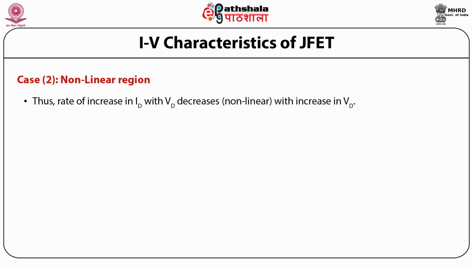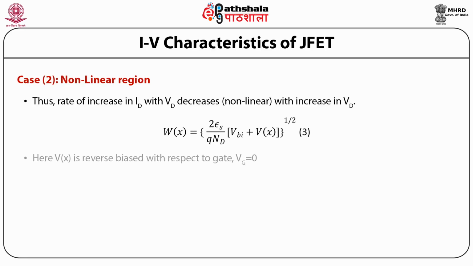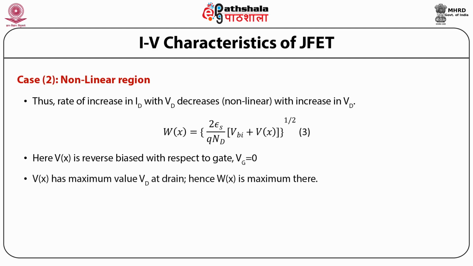So if Vx is the voltage at a distance x from the source, the depletion region width Wx becomes W equal to (2 epsilon s by q Nd multiplied by (Vbi plus Vx)) to the power 1 by 2. Here Vx is reverse biased with respect to the gate, Vg equal to 0. So Vx has maximum value Vd at the drain and hence W is maximum there.